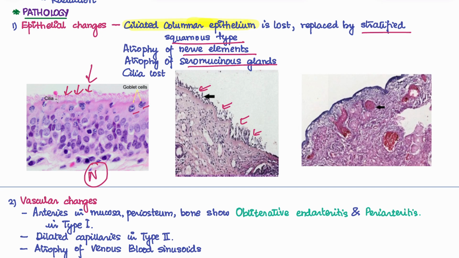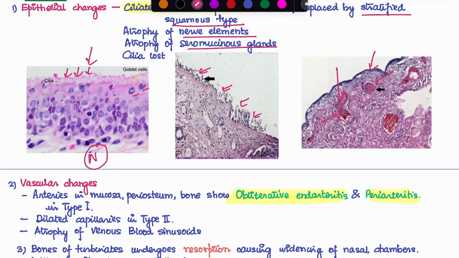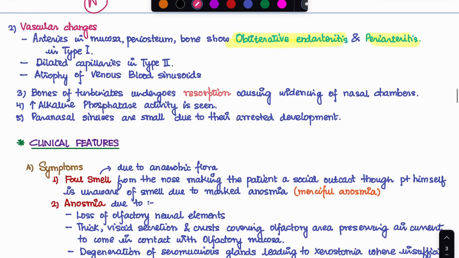Next, we move on to vascular changes. As I've already discussed in type 1, the arteries in the mucosa, the periosteum, and the bone start showing obliterative endarteritis and periarteritis. Histologically, you can see this image over here. These are the vessels showing obliterative endarteritis. And the bones of the turbinates also undergo resorption, which leads to widening of the nasal chambers. And the paranasal sinuses are actually small here because of their arrested development. So these are the histological changes that we see in atrophic rhinitis.